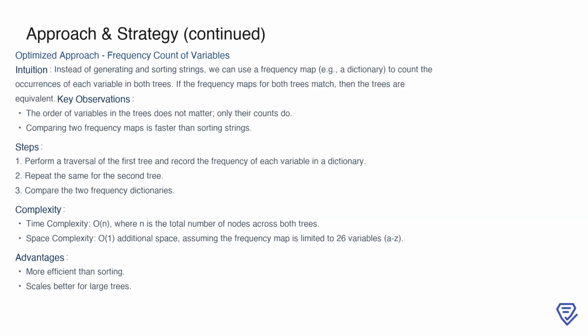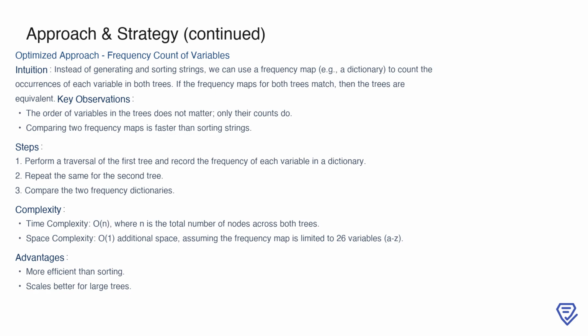A more efficient way to solve this problem is by using an optimized approach based on a frequency count of variables. Instead of generating and sorting strings, we use a frequency map, such as a dictionary, to count the occurrences of each variable in both trees. The key insight here is that the order of variables in the trees doesn't matter, only their counts do. By comparing the frequency maps for both trees, we can determine if they are equivalent. The steps involve traversing the first tree and recording the frequency of each variable in a dictionary, repeating the same process for the second tree, and then comparing the two frequency maps.